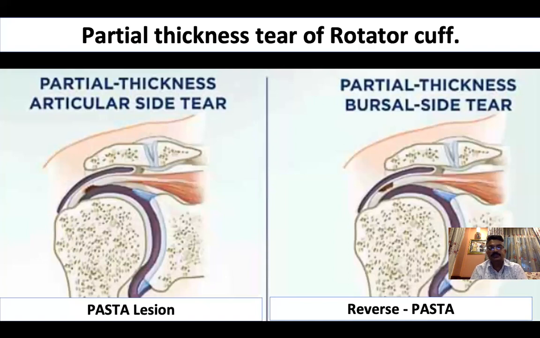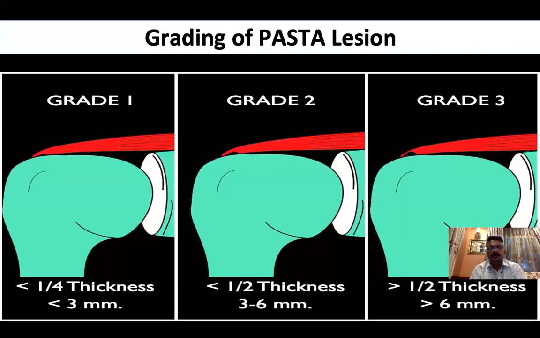If it is a bursal side, then it is called a reverse PASTA lesion, or an acromial or bursal tear. Both these tears are graded into grade 1, grade 2, and grade 3 based upon the thickness. Grade 1 is less than 1/4, which is usually less than 3 millimeter. Grade 2 is 3 to 6 millimeter. Grade 3 is more than 6 millimeter.